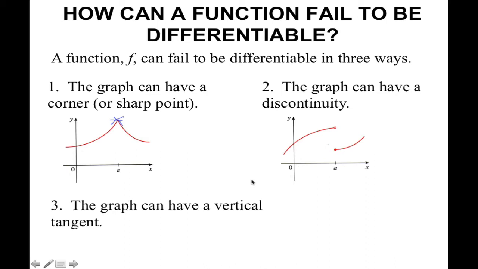And the third one is the graph can have a vertical tangent line. So something like this. And the reason why this is not differentiable is because what is the slope of a vertical line? It is undefined. So therefore, the derivative would be undefined at a vertical tangent.